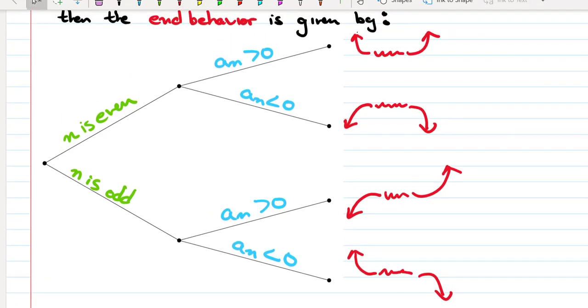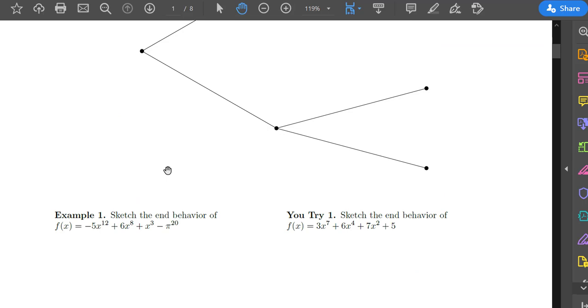So these are the four possible end behaviors for any polynomial. It can start up and end up. It can start down and end down. It can start down and end up, or it can start up and end down. Those are the only four possibilities. So every polynomial will end in one of these four ways. And the way we determine it depends on the degree, which is our n, and the sign of the lead coefficient.